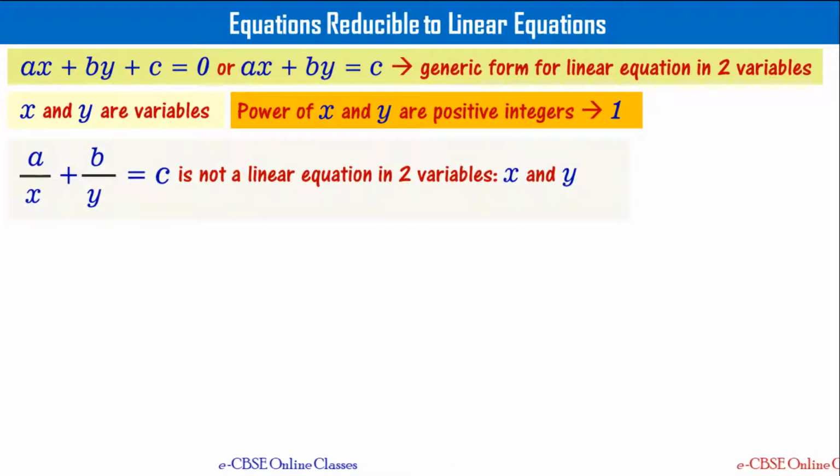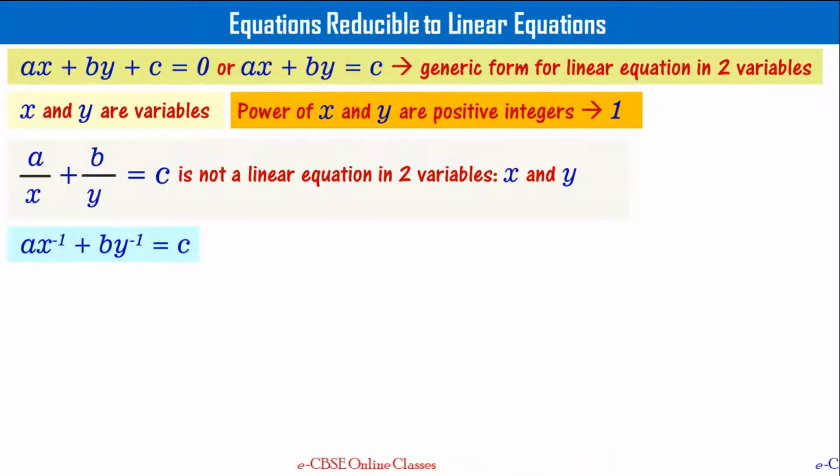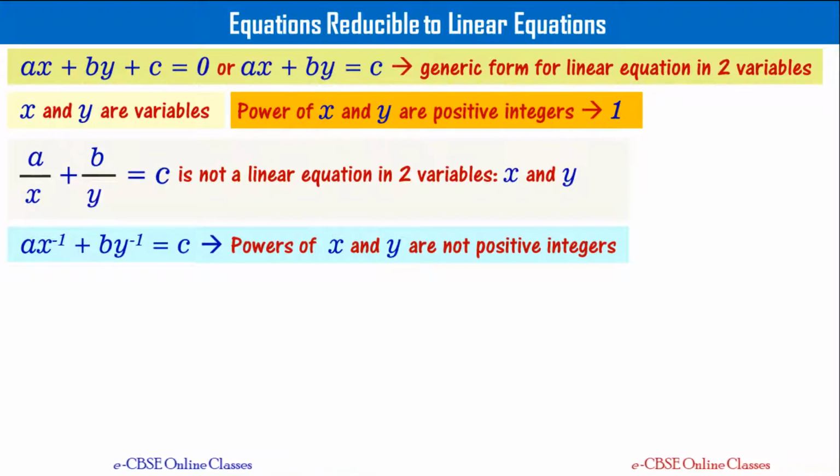Whereas a by x plus b by y equal to c is not a linear equation in two variables. The reason is that this particular equation can be written as ax to the power of minus 1 plus by to the power of minus 1 equal to c. If you observe the powers of x and y, those are negative numbers. So they are not positive integers. That is why this particular equation cannot become a linear equation in two variables.